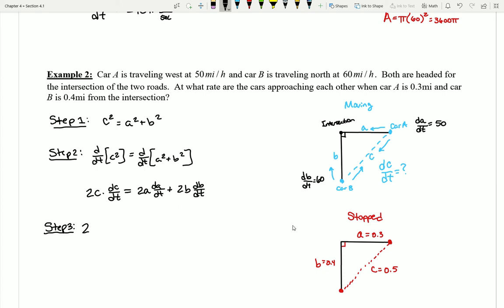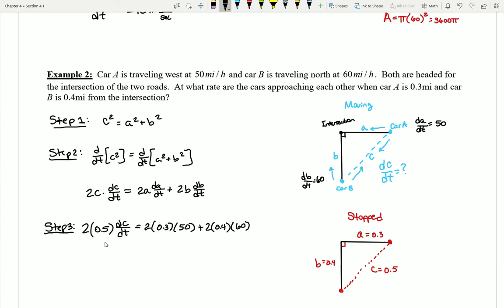I know that at the moment that I stop, this value of C is going to be 0.5. I don't know what the value of dC/dt is, but that's okay because that's what I'm trying to look for in the question. I know that the value of A is going to be 0.3 when I stop. I know that dA/dt was equivalent to 50. I know that the value of B when I stop is 0.4, and the value of dB/dt is again 60. So it looks like I have everything that I need here.